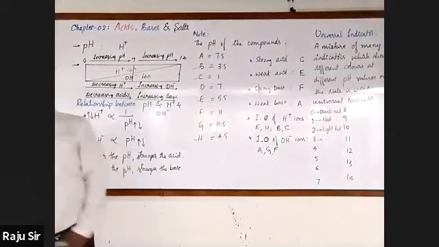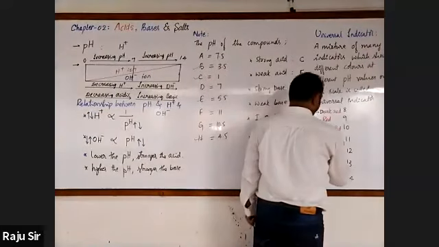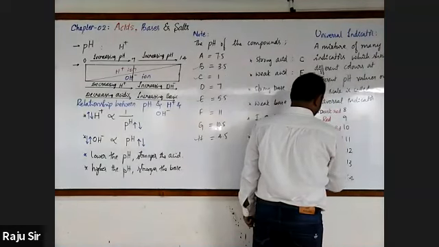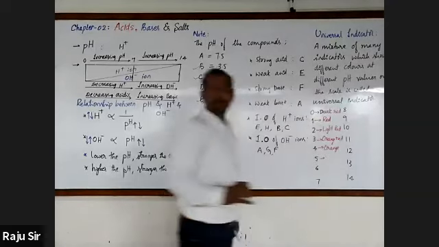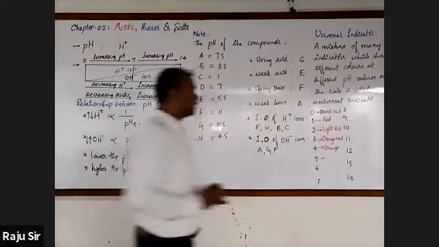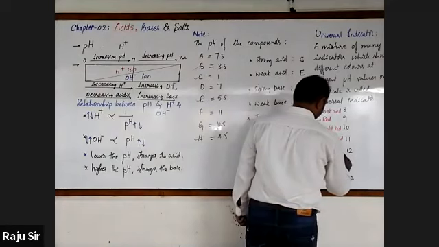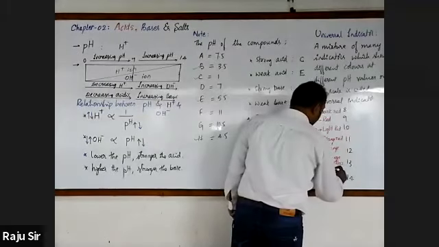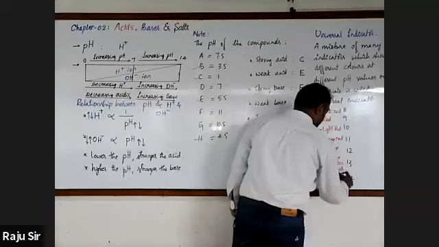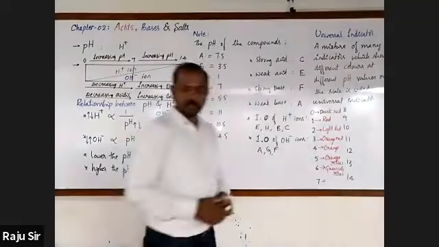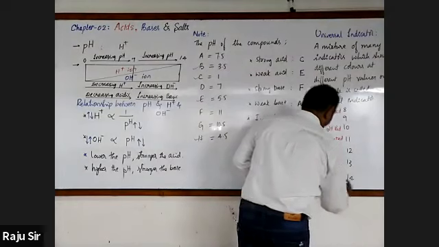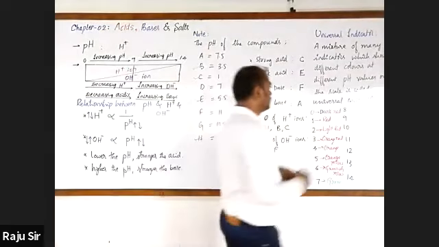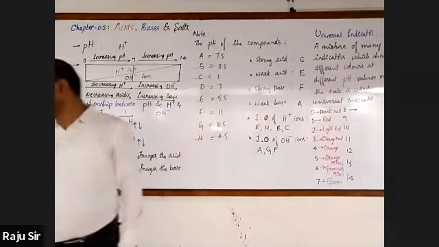If the pH is 3, it is orange red. If it is 4, it is just orange color. If it is 5, orange yellow. Then 6, it is greenish yellow. If it is 7, it is green. And if it is 8, greenish blue.